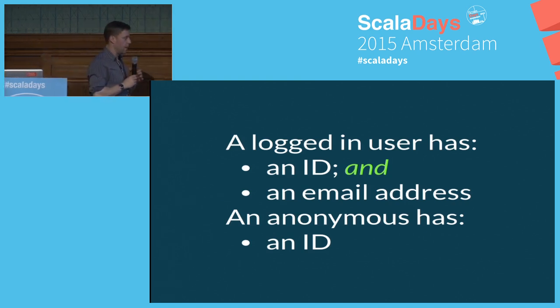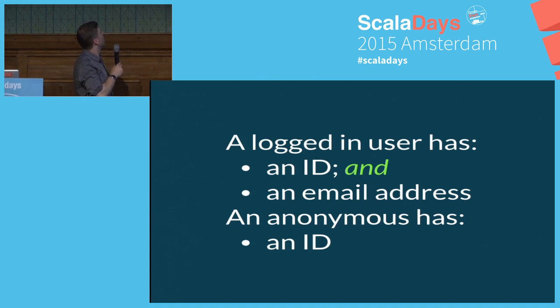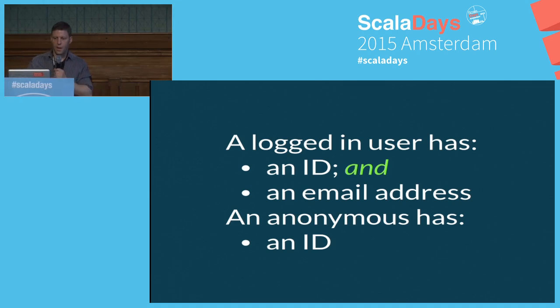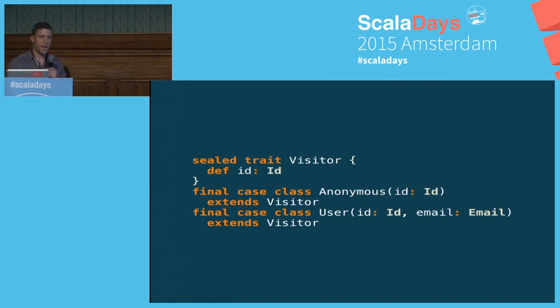Then we might say, like I said earlier, a logged in user has an ID and email address. An anonymous user just has an ID, say, the cookie ID. As soon as we see this, we recognize the product pattern, and we can again just keyboard cat it out, and we get this here. Can't point, unfortunately, but you see on anonymous we define ID, and on user we define ID and email. So again, very simple stuff.